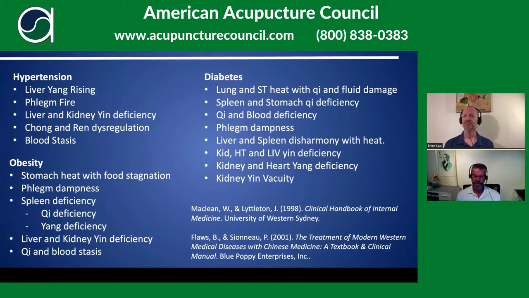because of the organs. Overall qi and blood deficiency, phlegm again being spleen. Liver and spleen disharmony with heat. There's your spleen channel again. Kidney, heart, and liver yin deficiency. There's your kidney channel. Kidney and heart yang deficiency, kidney channel again, and kidney yin vacuity.